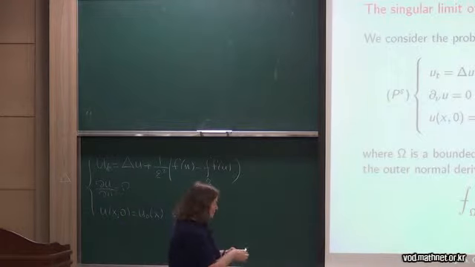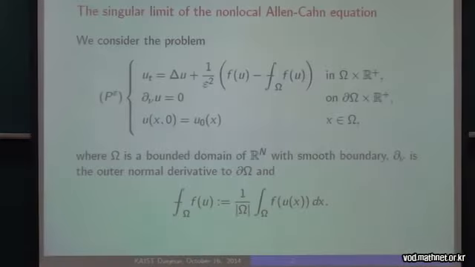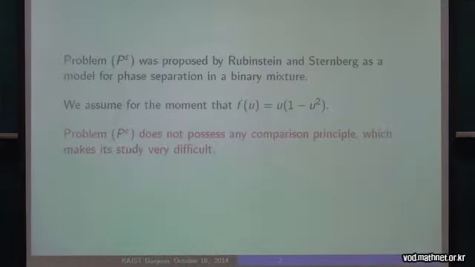And here, we suppose that we will work on a domain omega, which is bounded and has a smooth boundary. And we will keep using this notation for average of a function. So, we will call this problem P epsilon.